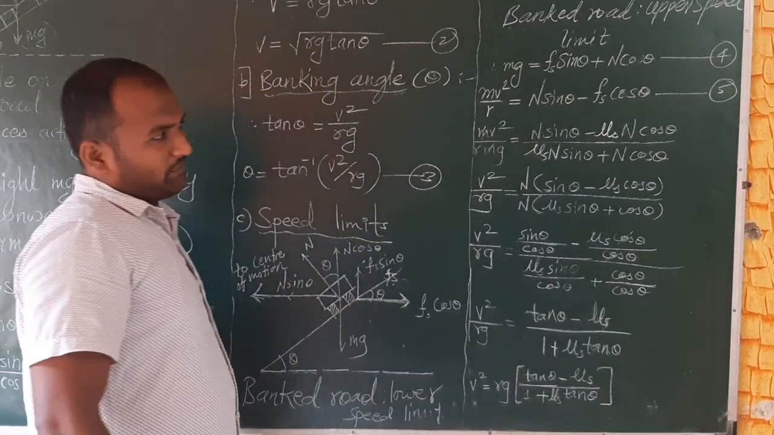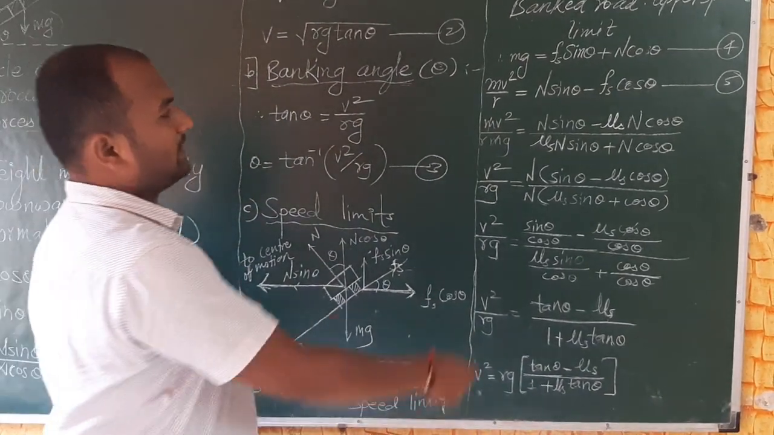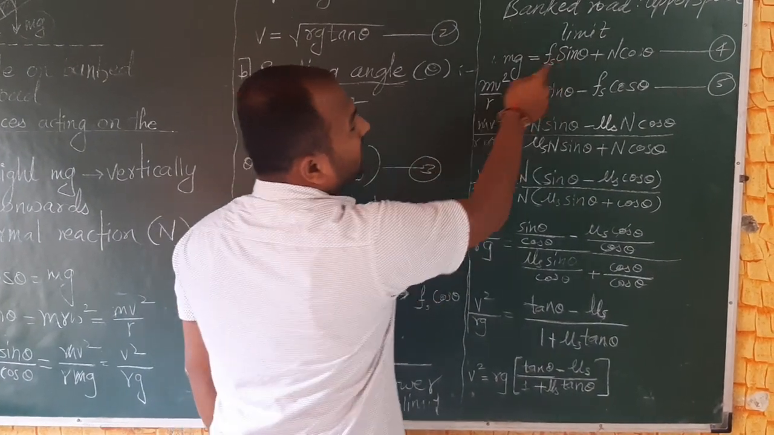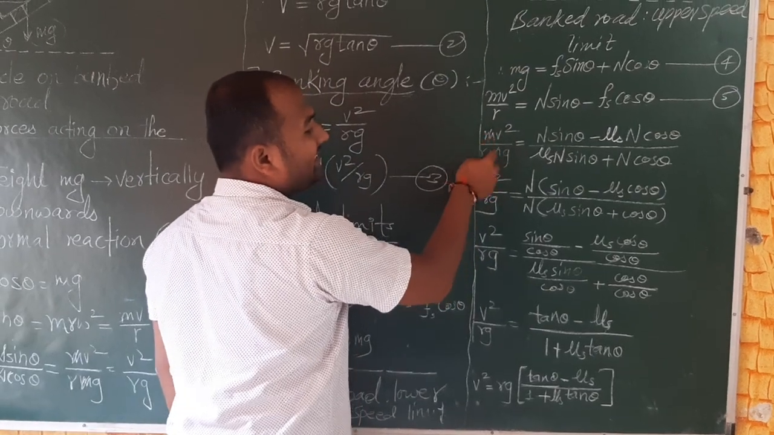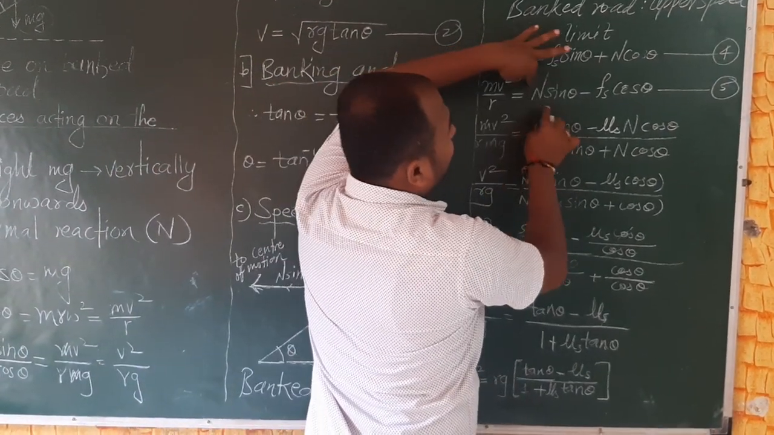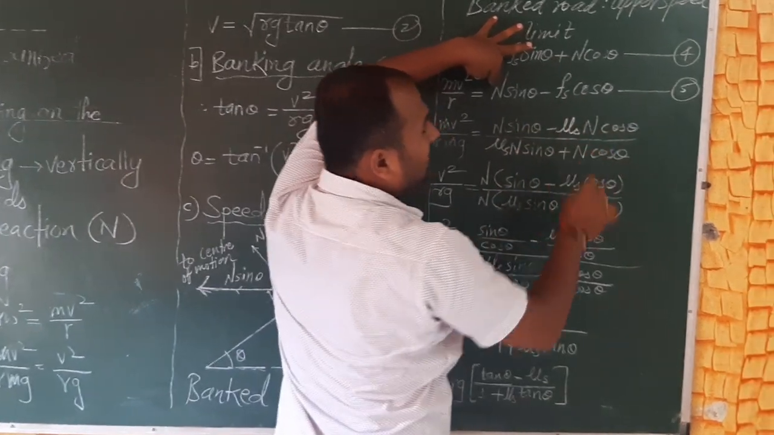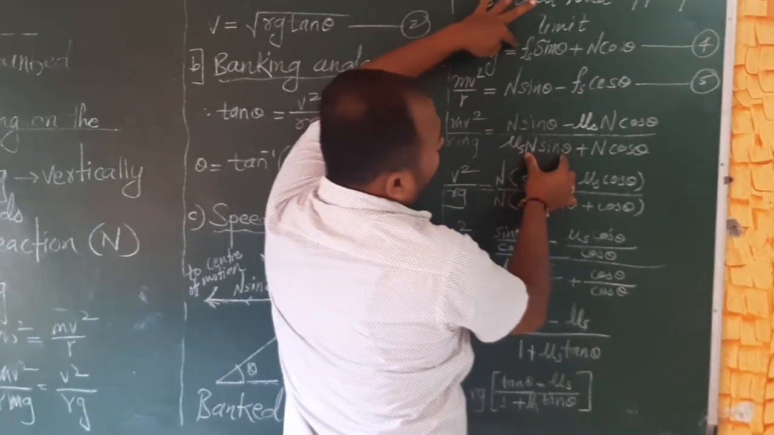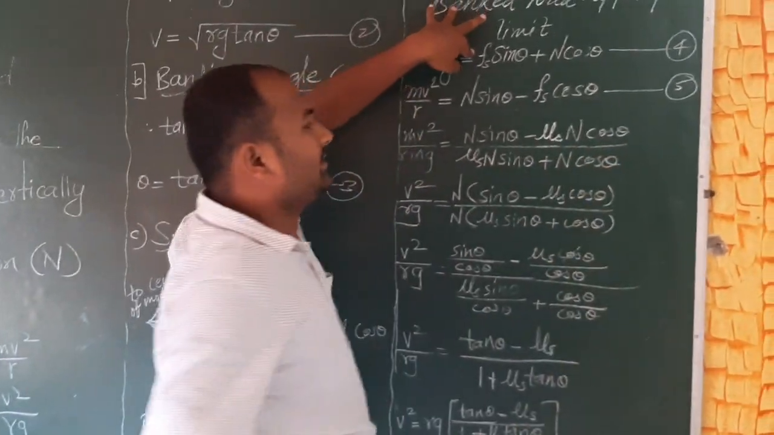So again, dividing equation number 5 by equation number 4, we write: what is equation number 5? m v square upon r as it is. What is equation number 4? mg. Here m cancels. What is the value of m v square upon r? That is n sin theta minus Fs cos theta. What is the value of mg? That is Fs sin theta plus n cos theta.